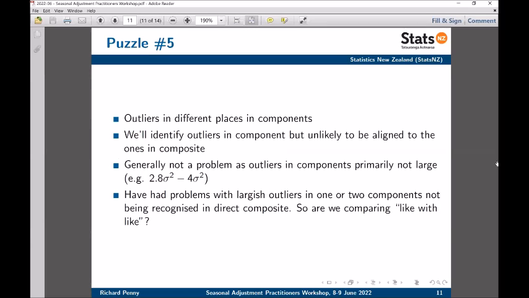So that's puzzle 4. Puzzle number 5 is you get outliers in different places in the components. We can identify the outliers in the components, but it's unlikely to be aligned with the ones in the composite, because remember, it's an outlier in a component, and then once you add the other components, it isn't. So generally we find it's not a problem, but we've had problems with largish outliers in one or two components not being recognized in the direct composite. So again, it comes back to my question, are we comparing like with like? Particularly if you're coming back to that point about ARIMA.